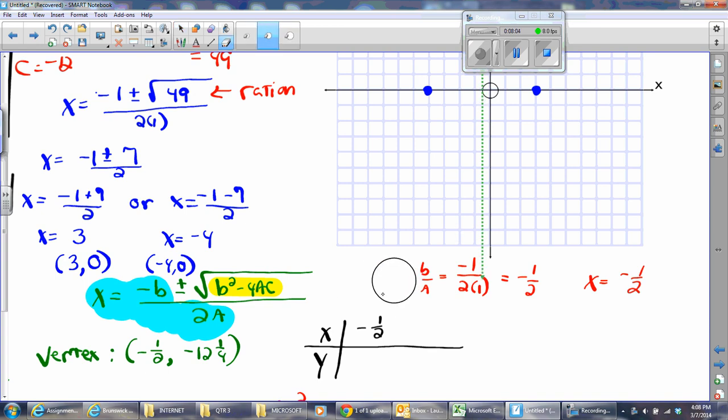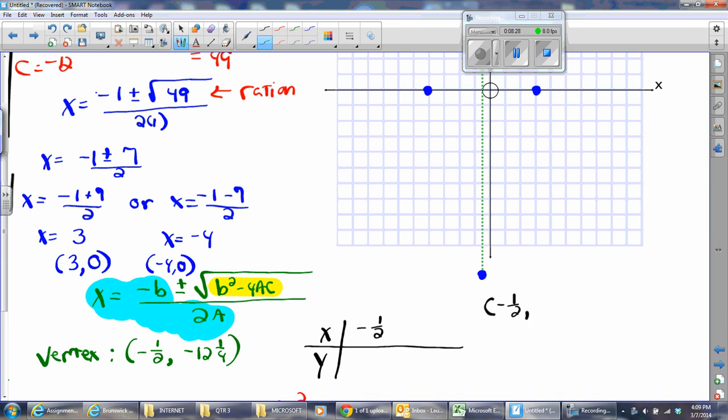I'm going to erase this stuff out of my way. Hopefully you already have it down. And I'm going to need to put a vertex somewhere. So I need to go to negative 1/2. This would be negative 10, 11, 12 and 1/4 would be right there. And it's hard to tell where that is, so I'm going to label it so that the reader knows what point that is.